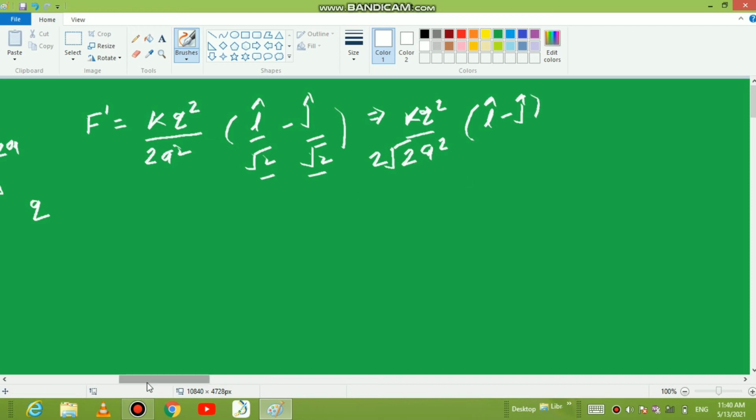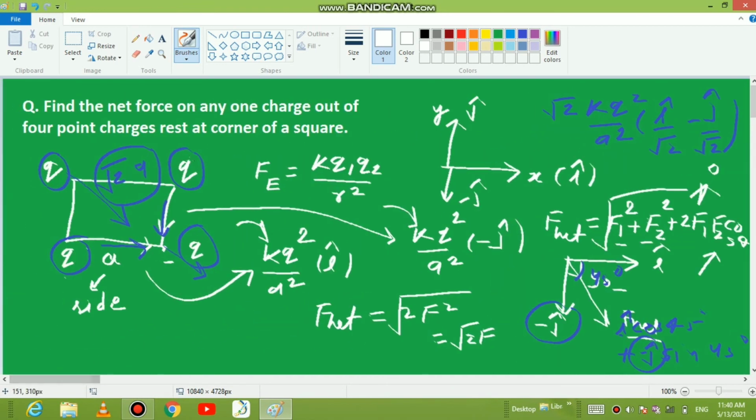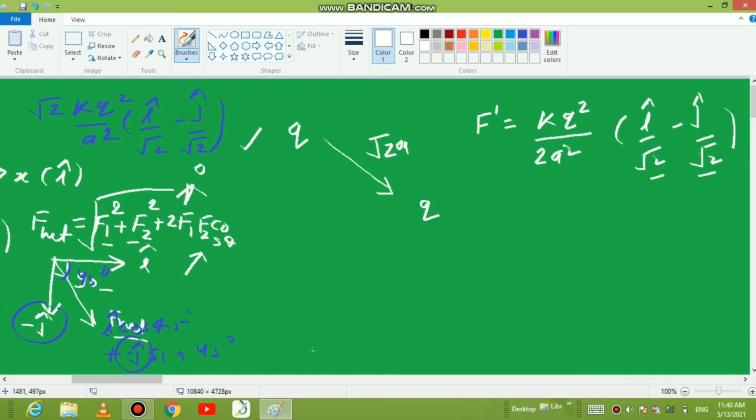Now the force due to these 2 point charges is this value. So we write it here, F double prime is equal to kq square upon a square. If we take this root 2 and this root 2 outside, then this root 2 will be cancelled. So the resultant force will be kq square upon a square, I cap minus j cap.